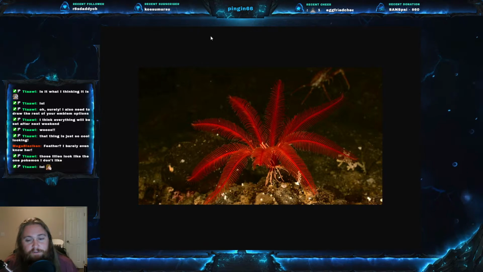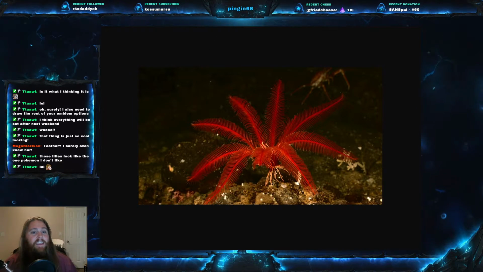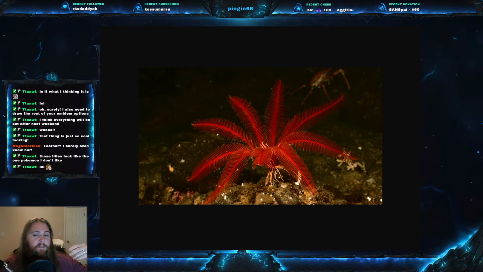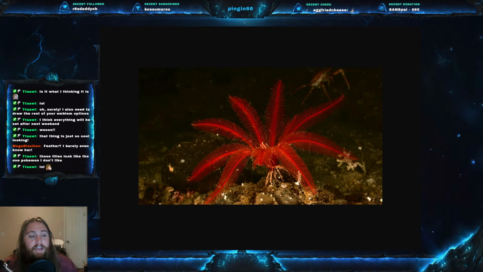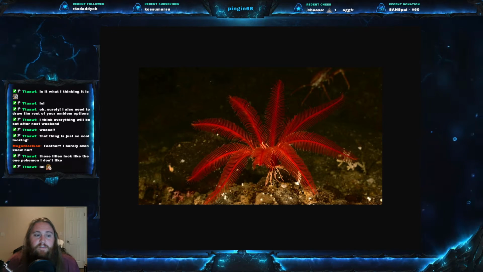It is also interesting to note that some of these feather stars are free swimming, meaning they actively go up in the water and will swim around. Probably not all the time, but I know that they can freely swim.